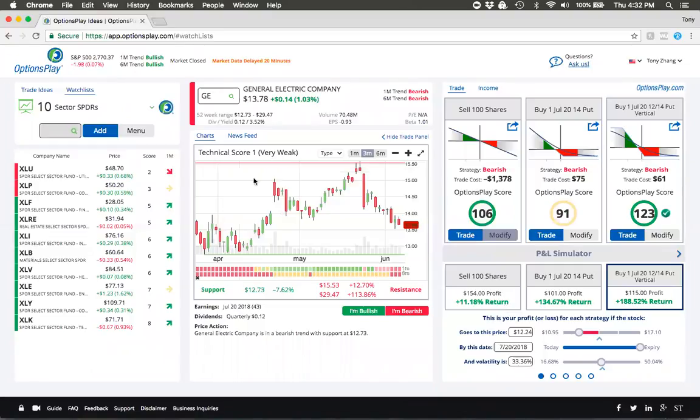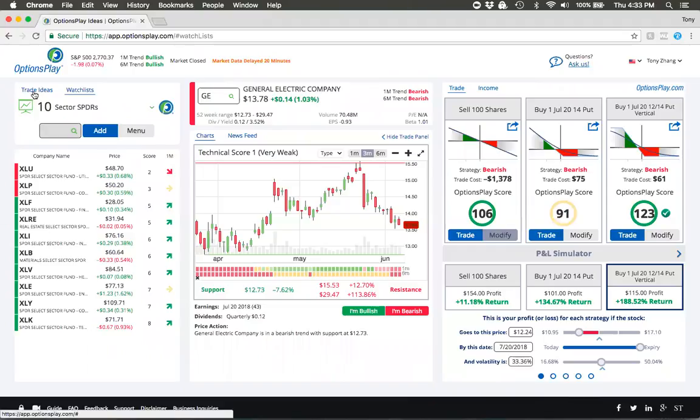What I have set up here is OptionsPlay. For those of you that are brand new, again, welcome. This tool is designed to help make your options trading as easy as possible and make options as accessible as possible. We have trading ideas and watch list here on the left. We have our security analysis panel here in the middle, and we have trading and income here on the right. We call these 3 panels the what, the why, and how of options trading.